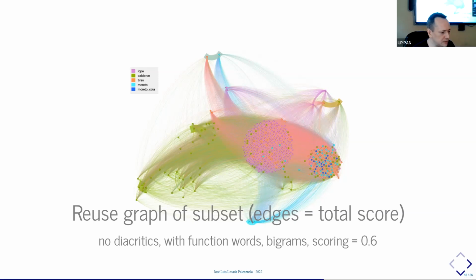So what you see here is a graph that represents the entire subcorpus, which includes the collaborative plays. I use here bigrams, leaving out the function words, with the score, this time with a score of now 0.6, and I removed the diacritics and the punctuation. So the edges here represent the total score between plays.